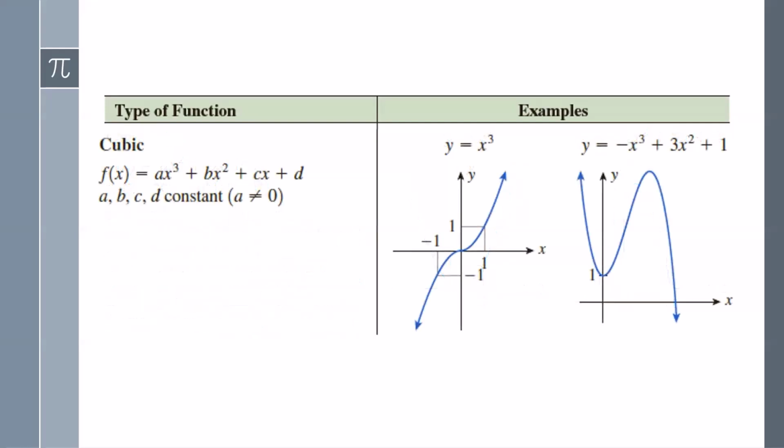Cubics have the form ax cubed plus bx squared plus cx plus d, where a is non-zero. If a is positive, then cubics are going to start in the lower left and end in the upper right. If a is negative, the cubic starts in the upper left and ends in the bottom right. Cubics tend to have two bumps.